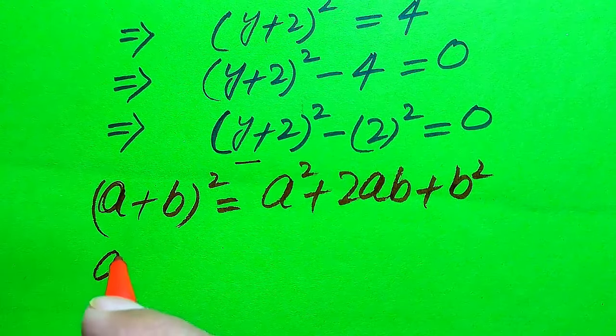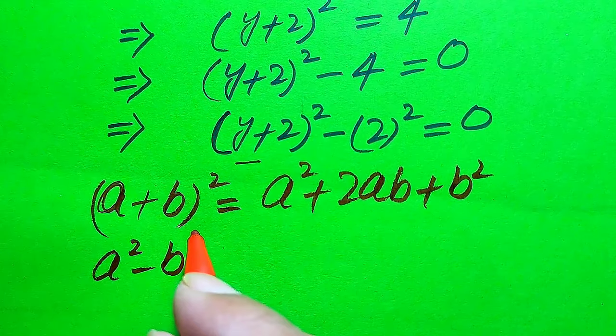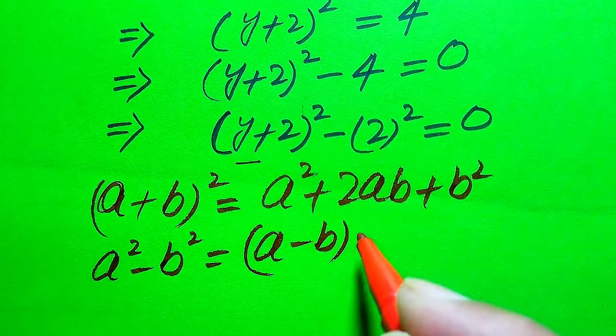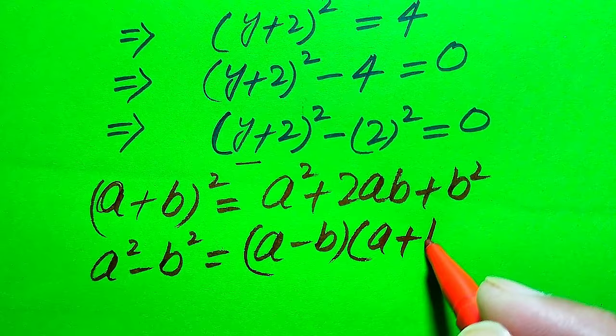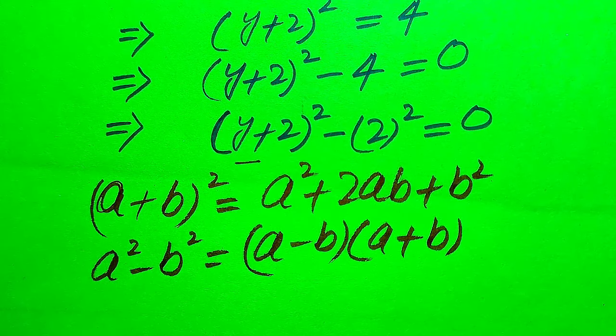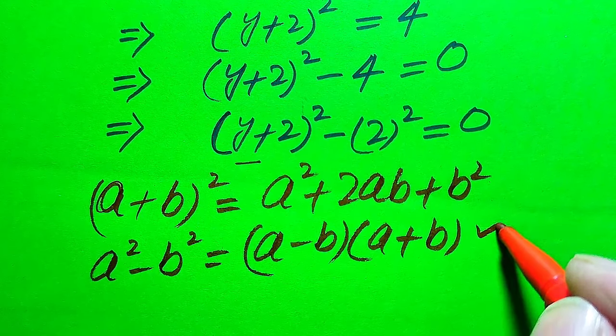But we have the second formula: a square minus b square is equal to (a minus b) times (a plus b). So we have these two choices, and you can use any formula which you want. Here I can just use this second formula.